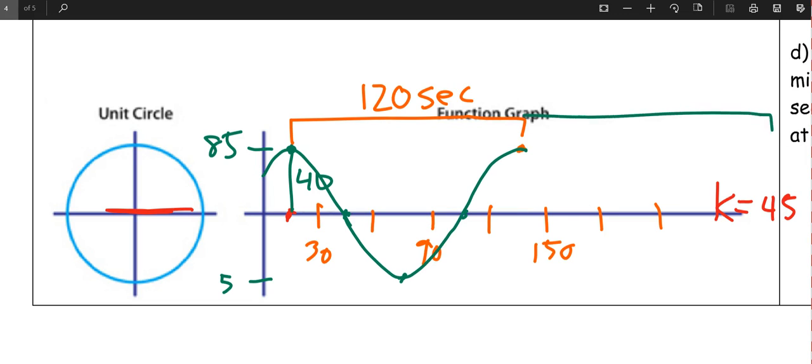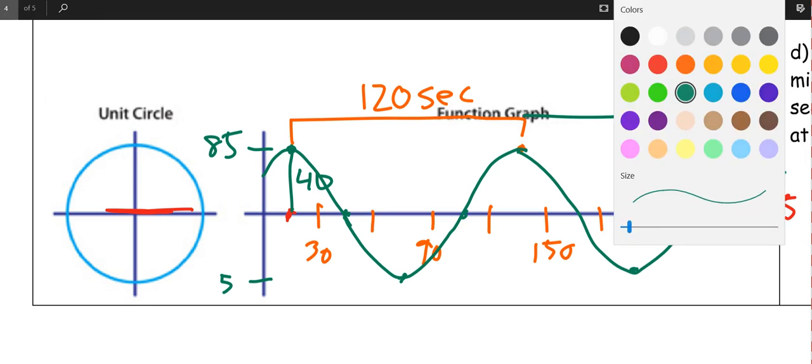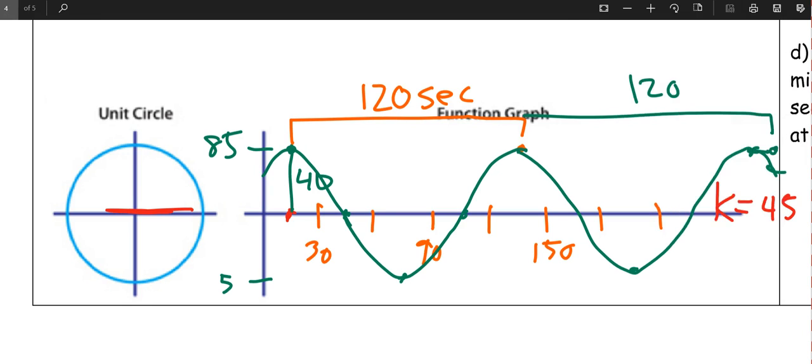We could go over another 120 seconds and do the same thing, right? I might not have got my dot in the right spot there. 15 and 135, yes. For those of you who are wondering, this would be 135 seconds right here at the end of that one cycle.